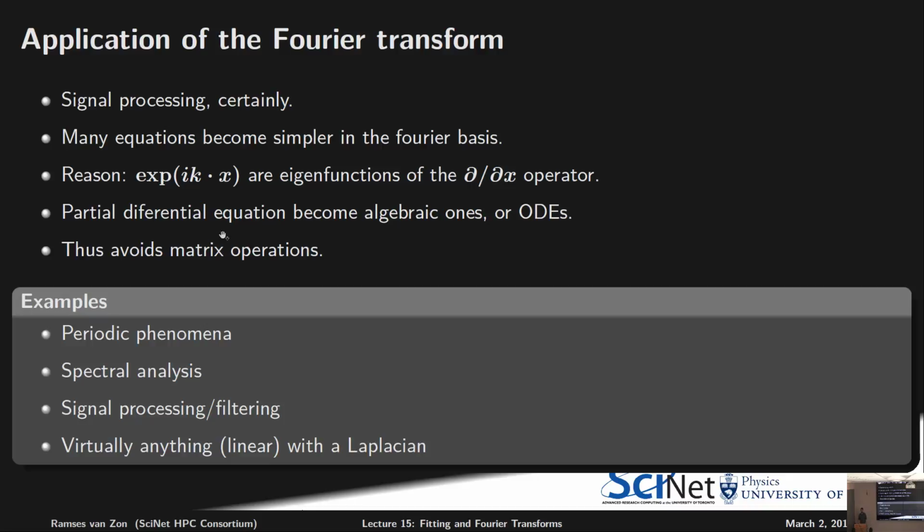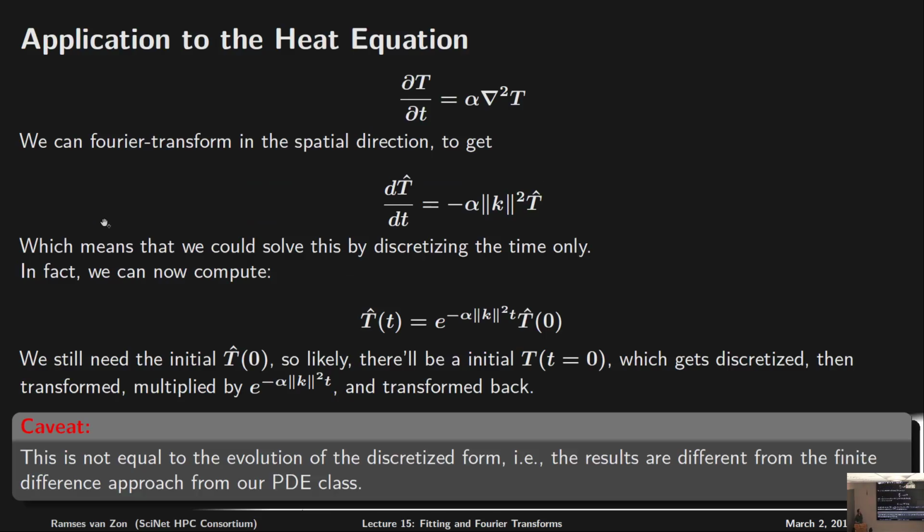Okay, so let me give you an example. Here's our old heat equation. We saw this when we did the PDEs. The gradient squared times some parameter, which I'm calling alpha. A few lectures back, it was called k, but k will be a wave vector here. So suppose we Fourier transform this, and we do this exactly. What this little double gradient turns into is just the square of the wave number, and there's a minus sign because it's actually i squared.